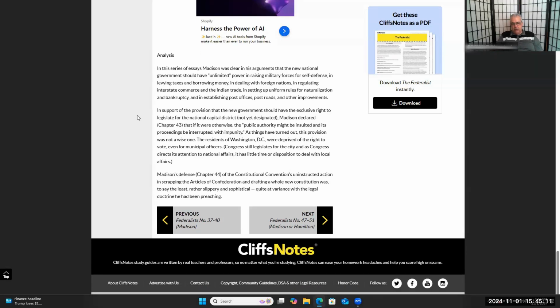Congress still legislates for the city, and as Congress directs its attention to national affairs, it has little time or disposition to deal with local affairs. That might be the reason. Madison's defense of the Constitutional Convention's uninstructed action in scrapping the Articles of Confederation and drafting a whole new constitution was, to say the least, rather slippery, sophisticated, sophistical, very sophomoric. Look that one up. Quite at variance with the legal doctrine he had been preaching.